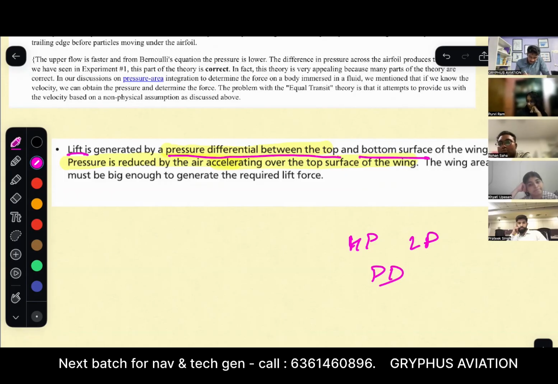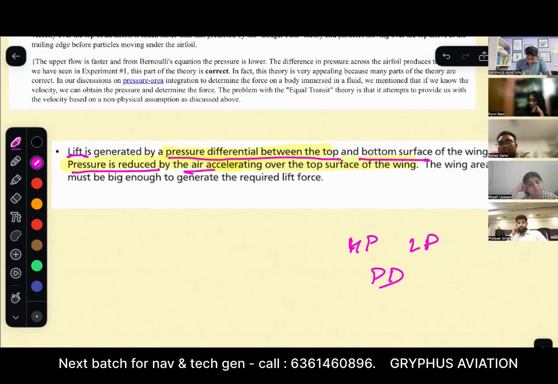What he has written: pressure is reduced by the air accelerating over the top. Basically, he is saying how low pressure is created. If he has said how low pressure is created, why didn't he say how high pressure will be created? High pressure is already there in the atmosphere. So you do not have to create it. So the main reason for lift is the creation of low pressure.